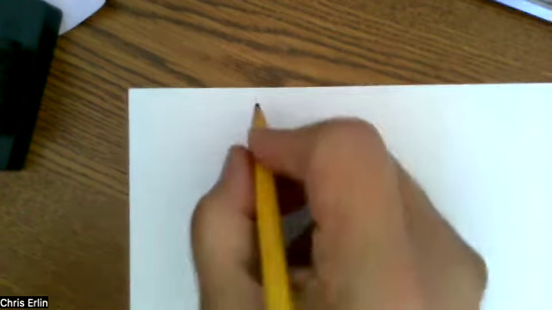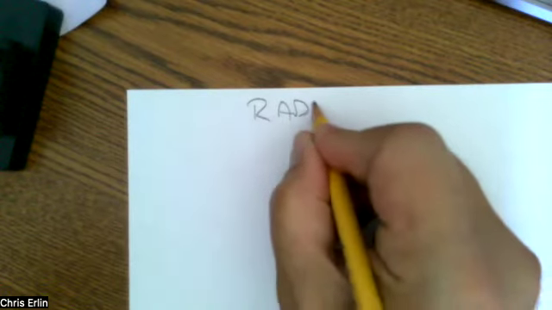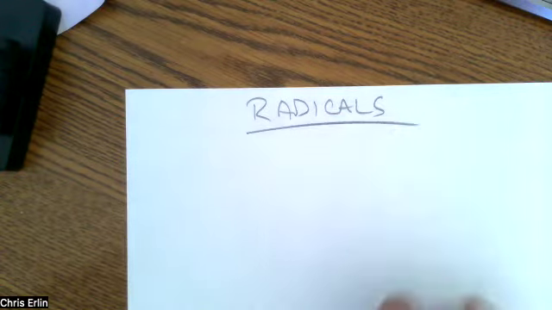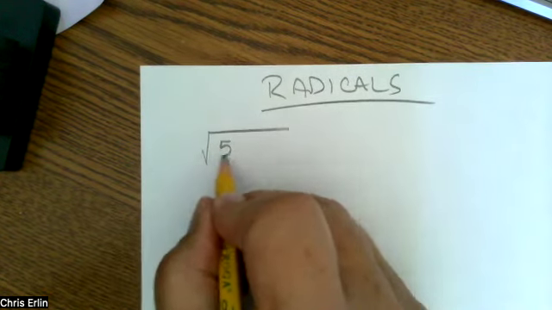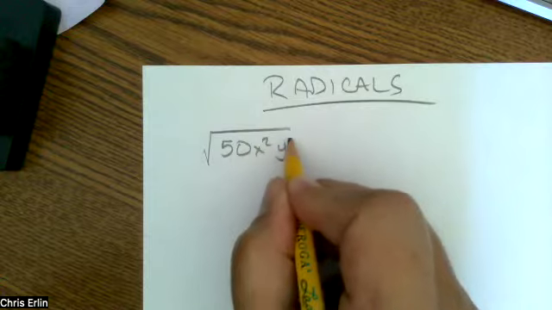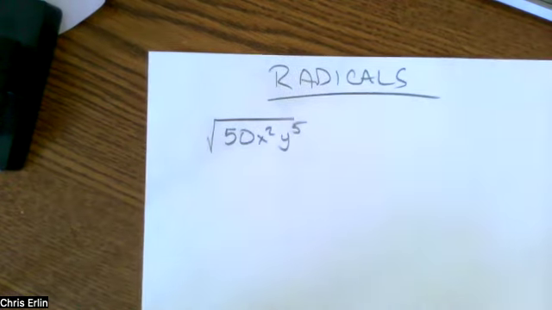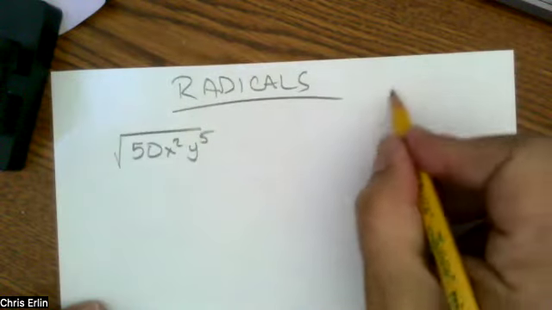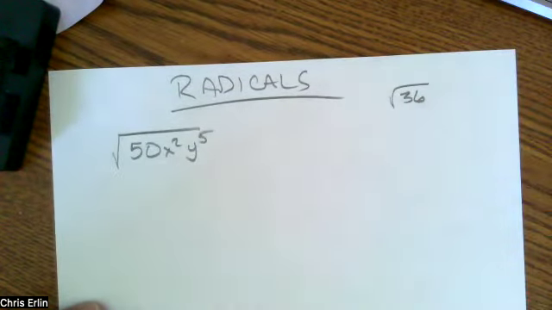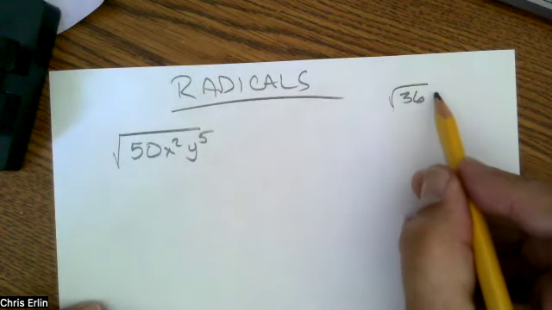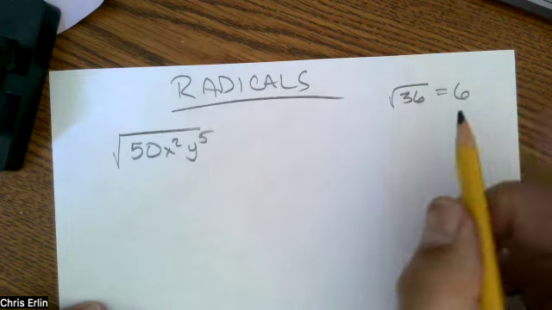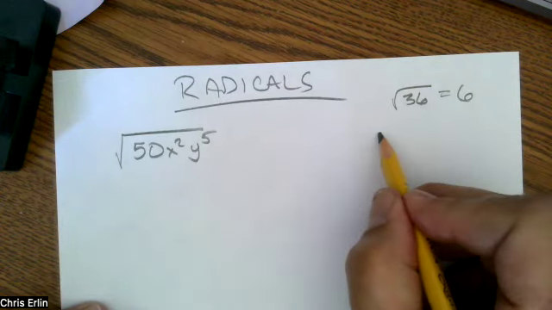Next piece is radicals. Taking a radical of a whole number that is a perfect square is super easy. What's the square root of 36? 6. Good.